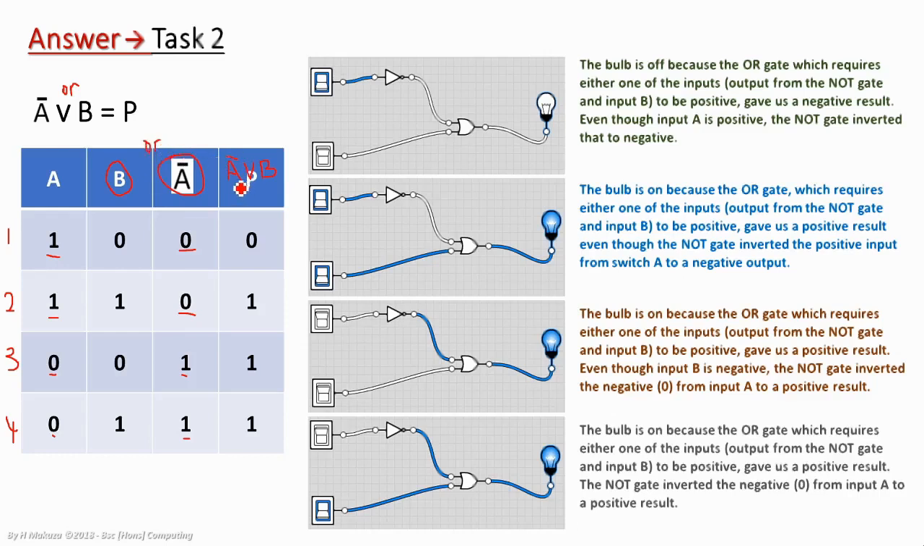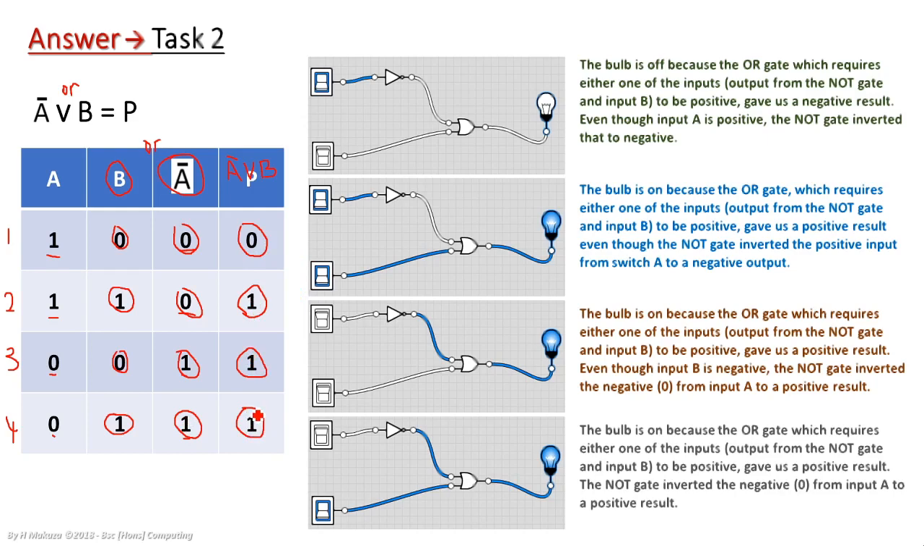Now, not A or B: because they're both 0s, the answer will be a 0. Here, one of them is a 1 and the other is a 0, so that's why we have a 1 as our result. Again here, the not A is a 1, so the output is going to be 1. They're both 1, and remember the OR gate only requires one of them to be a 1 to give a 1 result. So our results here are 0, 1, 1, 1.